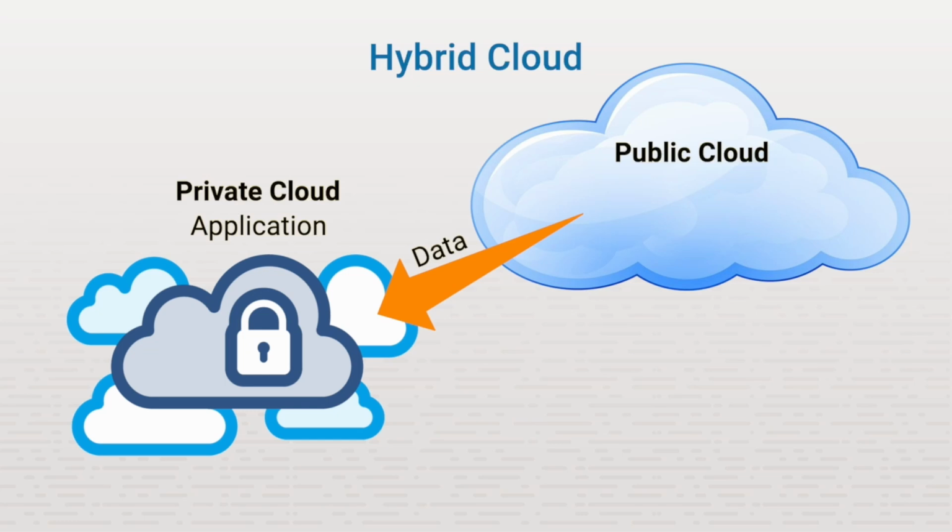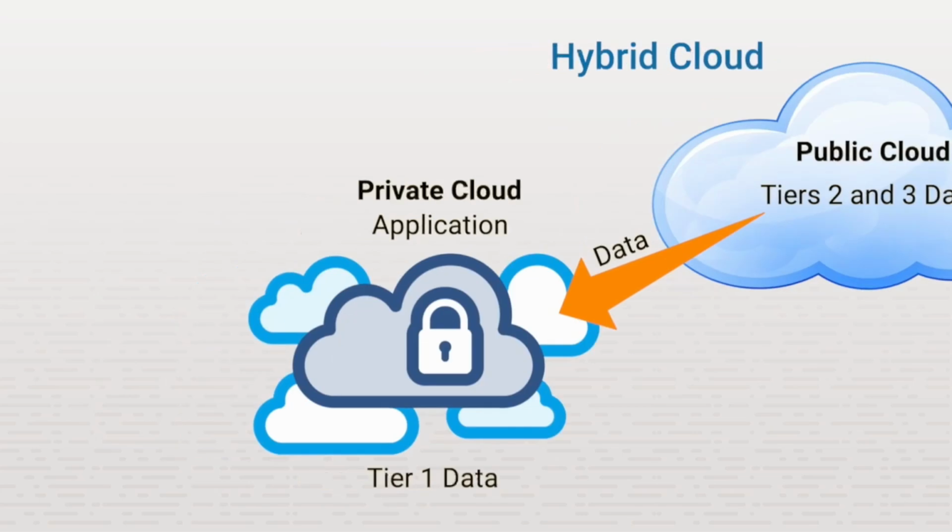Tier 1 data is the most sensitive, and Tiers 2 and 3 are data that's rarely accessed, like archived backups. Many companies store Tier 1 data on-premises, and Tiers 2 and 3 are stored in a public cloud. This could be a valuable element of a business continuity and disaster recovery plan.